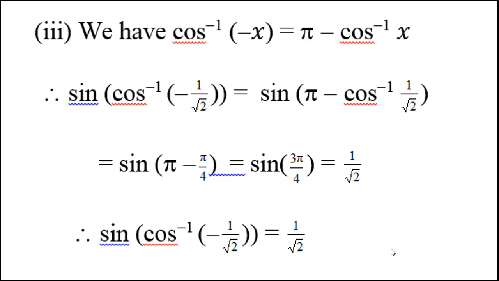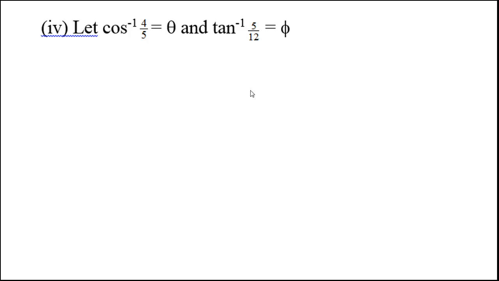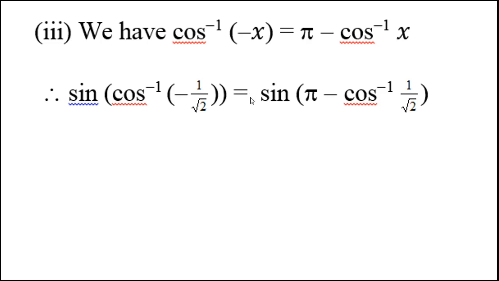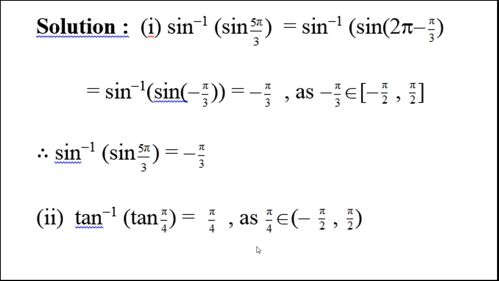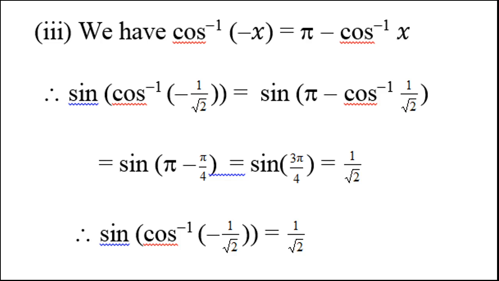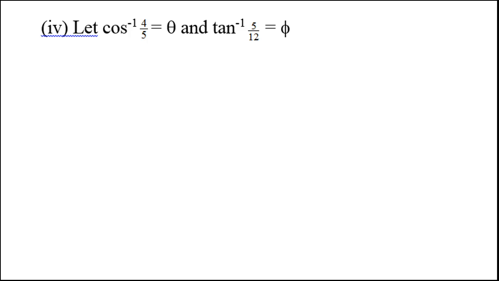Okay. Now fourth sum. What is the question? Let me see the question. Here is the question. Sine of cos inverse 4 by 5 plus tan inverse 5 by 12. So let us move to the solution. Here we have first step. Let this cos inverse 4 by 5 be equal to theta and tan inverse 5 by 12 equal to phi.